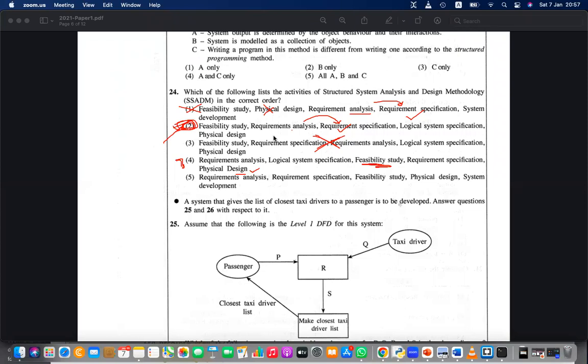System analysis is basically find out the requirement and then you have to specify them in a document. That is what the SRS is. Okay, then. The logical system specification means what system should be, how it should look like. So that is basically an idea, and finally the physical design, real thing should come out. So we can consider this as the answer. Let's go for answer number 2, not 4.